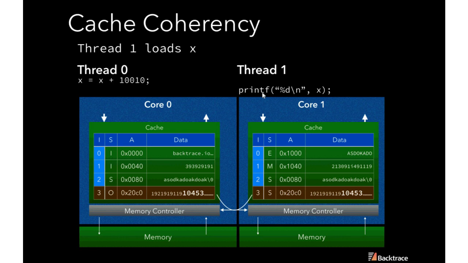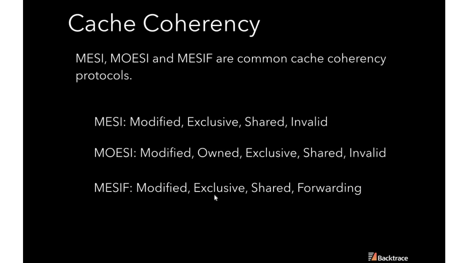Thread 1 begins execution of the printf statement. It ends up loading x. Now, in this cache coherency protocol, this will transition core 0's cache line from modified to owned, and thread 1 will read it in a shared state. In this case, a direct cache-to-cache transfer occurs, and now you have this consistent view of memory.